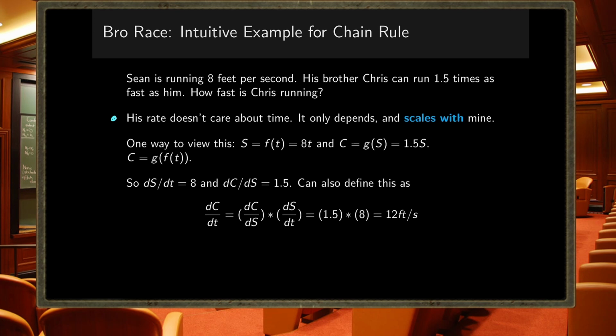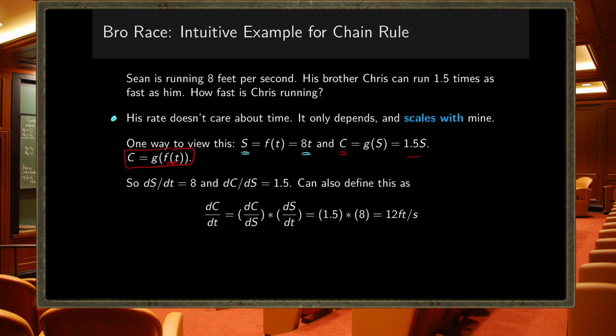So one way to view this is Sean's position is given by 8t, where t is in seconds. And then Chris, he's 1.5 times as fast as me, so he's going 1.5 times as far. Okay, so he's just taking that 1.5 times my position. So you can view this as Chris's position is a function of my position, right? He's going 1.5 times as far.